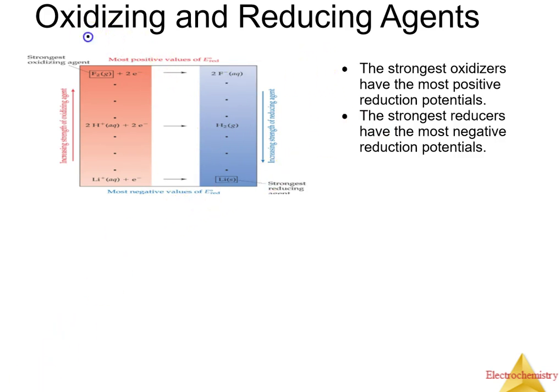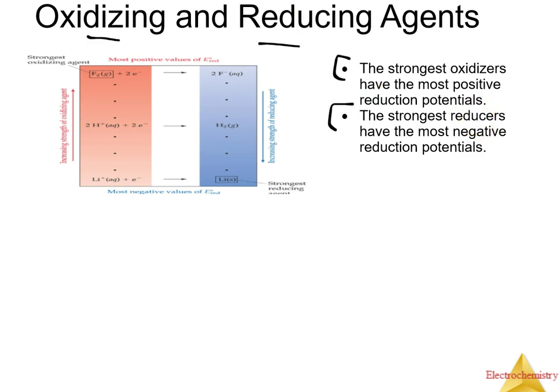All right. Oxidizing and reducing agents. We actually talked about this in chapter 4. But as Hunter eloquently put it, I'm not going to remember any of that crap. Right? So here we go. The strongest oxidizers have the most positive reduction potential, and the strongest reducers have the most negative reduction potentials. An oxidizer is something that helps reduction happen. A reducer is something that helps oxidation happen.